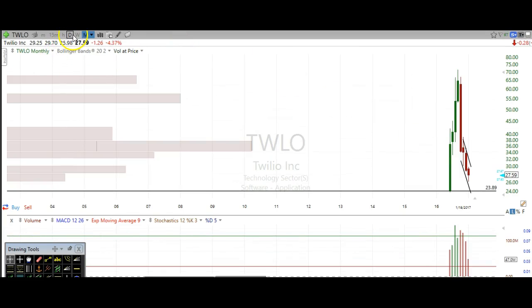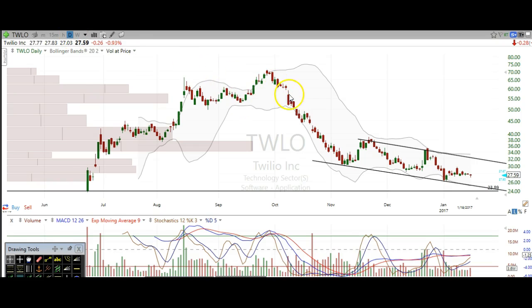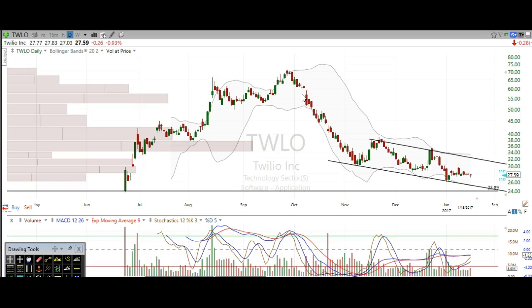And TWLO, we go to the daily time frame here. And a while ago, I had some people here, and this is when TWLO was around here, and I said, yeah, TWLO is going to get rejected around $36. They said, no, TWLO is going higher here, and we're going to retest these highs up here. I said, nope.